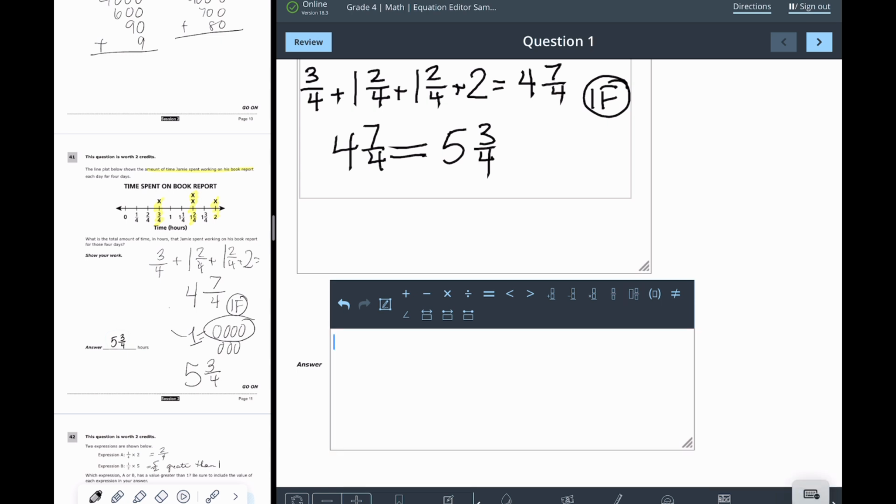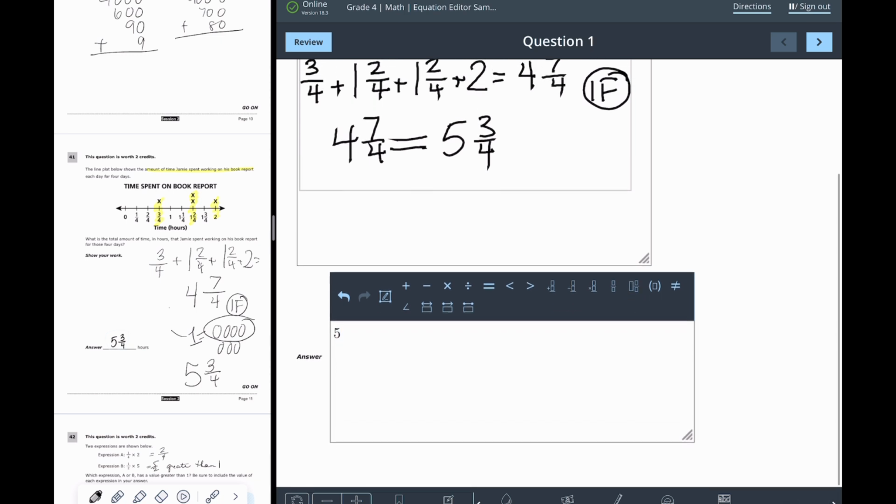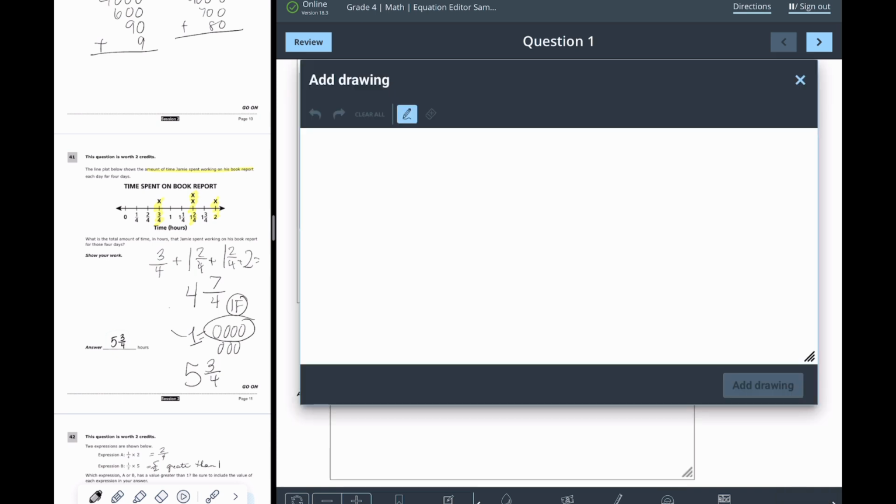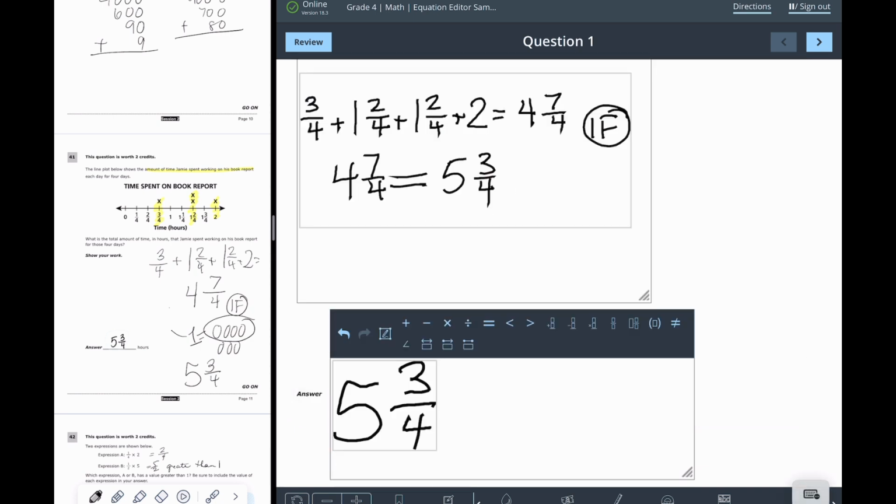Why is it not showing enough? I want it to show the full thing in there, but it's being really weird. How can we get it to show? All right, so I guess I'm going to have to draw it this way. Tech. It's a tech issue.